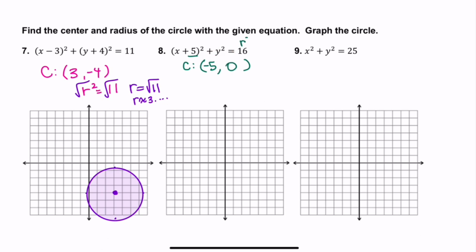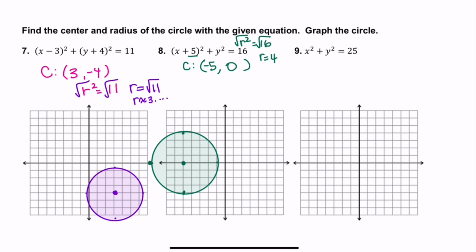This is our radius squared is 16. So if I take the square root of that, the radius is 4. So I'm going to start at -5, 0, and then I'm going to go 4 in all directions. It goes a little bit off the graph. Just do your best to connect the dots as best you can and connect them into a circle.